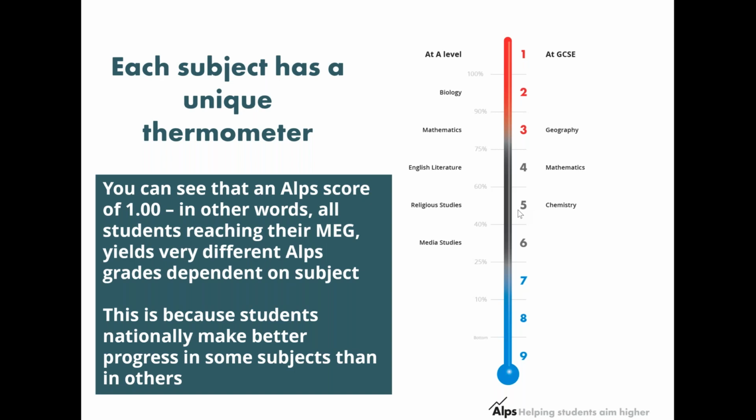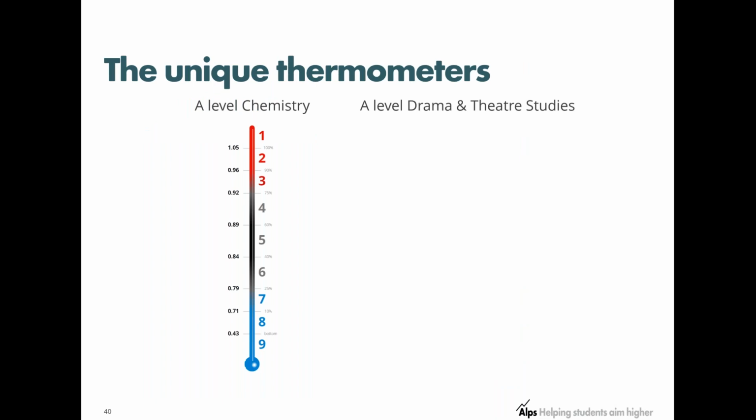Let me give you an example. Here is an A-level chemistry thermometer. You can see that the top provider at A-level chemistry is very similar to biology, 1.05. That means that the top performing chemistry department got some of their students 1 up from the MEG. And if you're remembering that 0.2 magic number, it's about a quarter, okay?